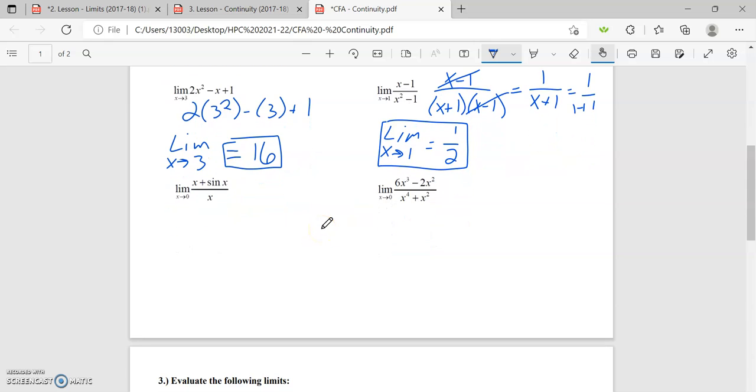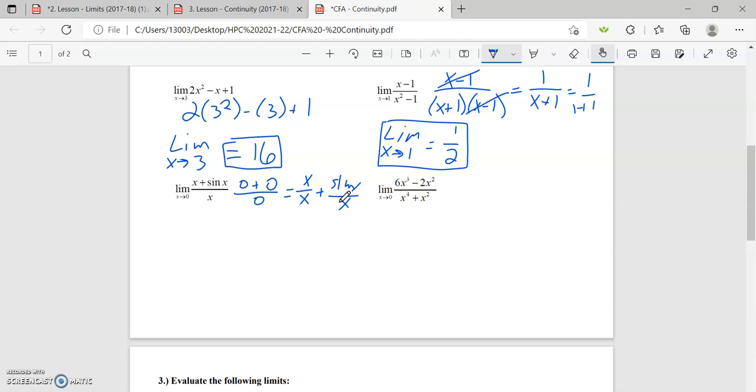Next up, let's take a look at this one. We're going to plug in 0. So 0 plus sine of 0 is 0, because remember, we need to keep all those trig values in our heads for next year. 0 plus 0 over 0, that's not good. We need to do something. Well, we really can't do a whole lot of rearranging. We could say x over x plus sine x over x, splitting the top over the same bottom, but we still have a sine x over x. No matter what we do, this is not going to work.